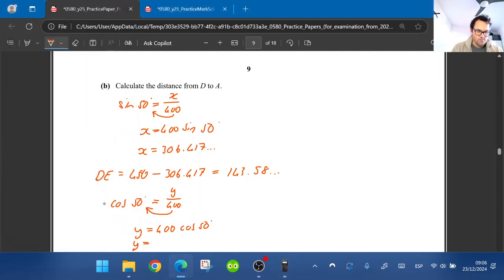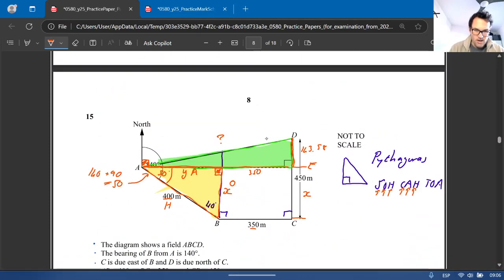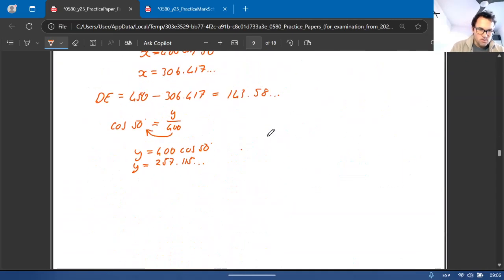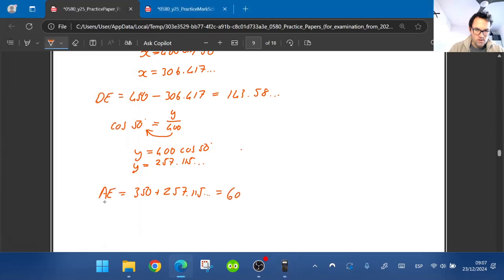257.115, etc. Remember that is not the total distance, this is only this part here, so if we add it to the 350 we'll have the total distance AE. So AE is 350 plus that. So we can just add 350 to that. 607.115.